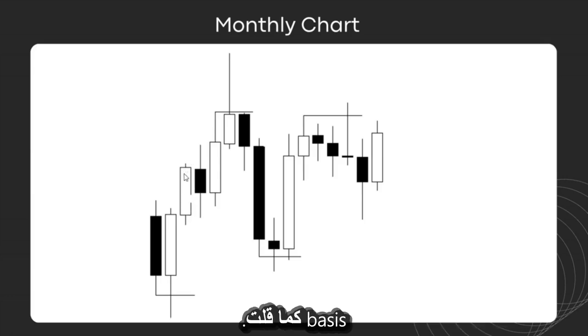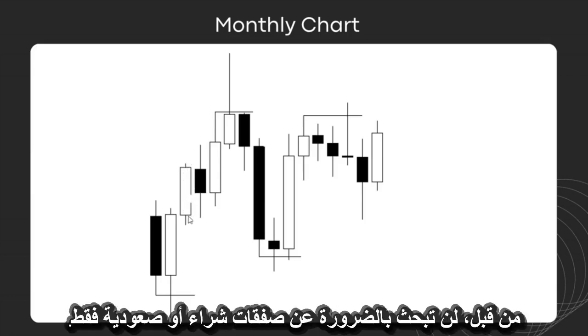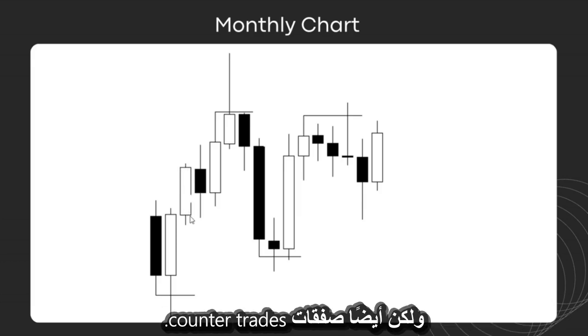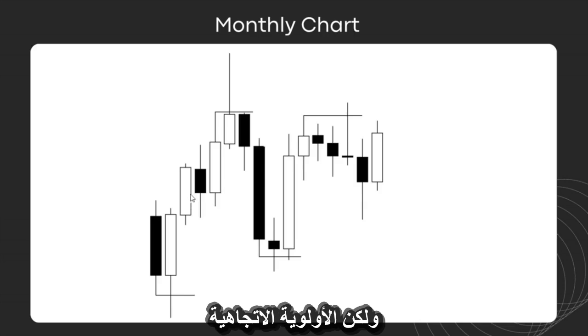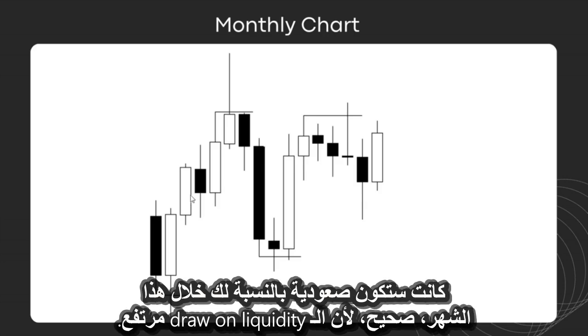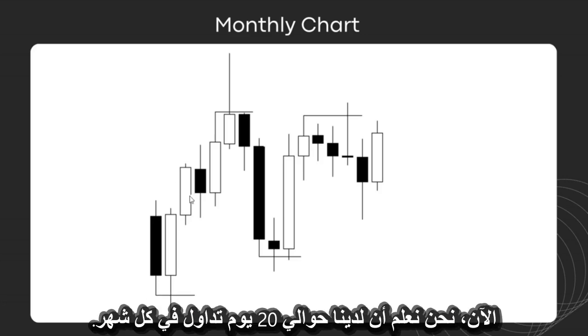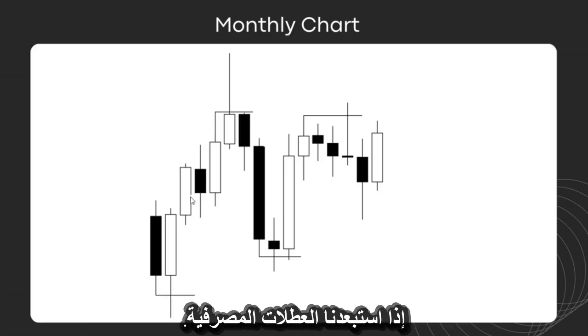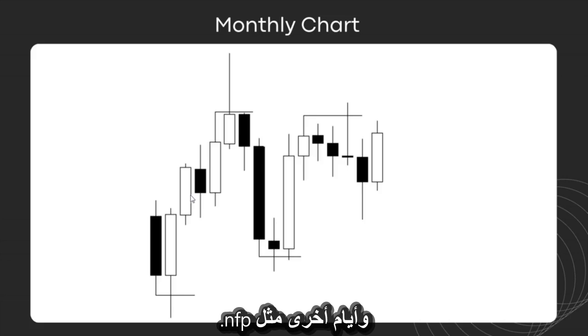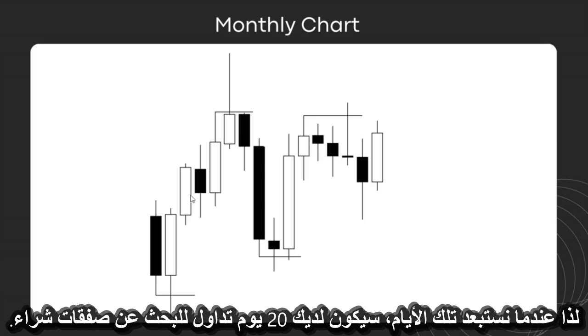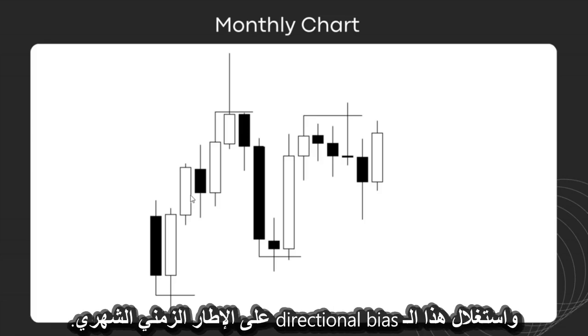Now, as I said before, you're not necessarily going to look for just long or bullish trades, but counter trades too. But the directional priority would have been bullish for you during this month, because the drawn liquidity is the high. We know we've got about 20 trading days in each month if we exclude bank holidays and other days like NFP and CPI, because we're not going to trade them. So when we exclude those days, you would have 20 trading days to look for longs and potentially exploit this directional bias on the monthly time frame.